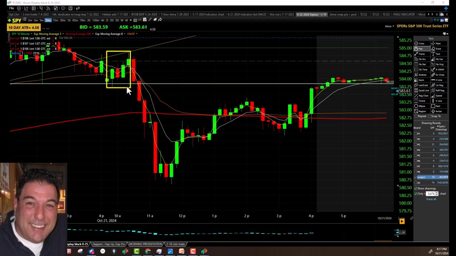Right there. So my short entry happens underneath, 10 cents underneath the wick or the tail of this green candle right here, because now we've broken through the bottom. That's what I'm looking for. Right through there. So this is my entry candle. You see my entry candle? I'm going to point to it.